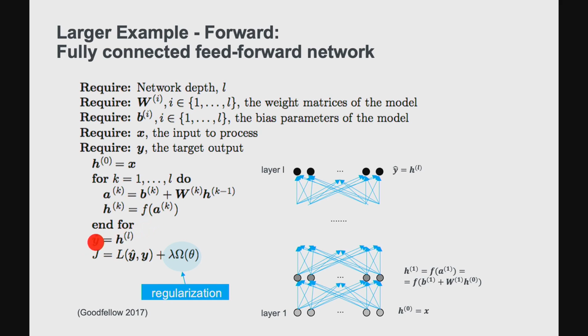And the last layer is then your prediction, and your loss value, your J, is applying the loss function between the prediction and what you know as the true value. And then typically we also do regularization, just as with linear regression.